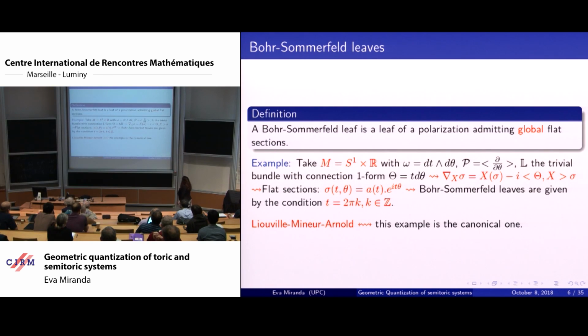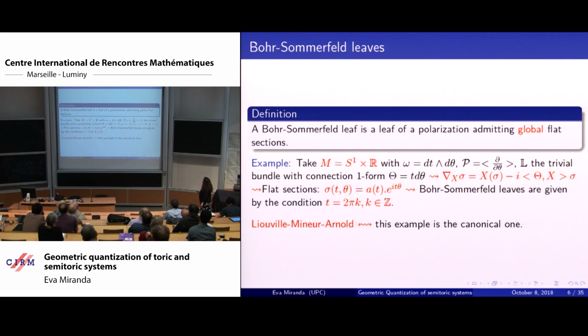Okay. So what is a Bohr-Sommerfeld leaf? A Bohr-Sommerfeld leaf is a leaf of this polarization admitting a global flat section. So I'm going to take this simple example. I take the cotangent bundle of S1 with this symplectic form, and with this polarization, okay? And I consider the trivial line bundle with this associated connection. The equation of the connection is given by this formula. So flat sections satisfy that this is equal to 0. In this case, it's easy to solve the equation, and flat sections are given by sections of this type.